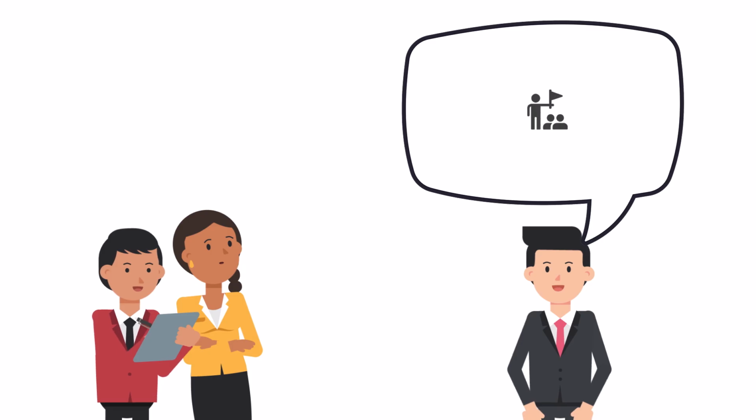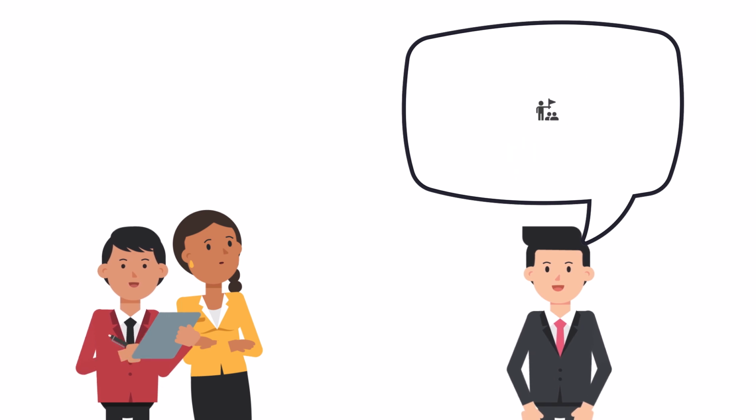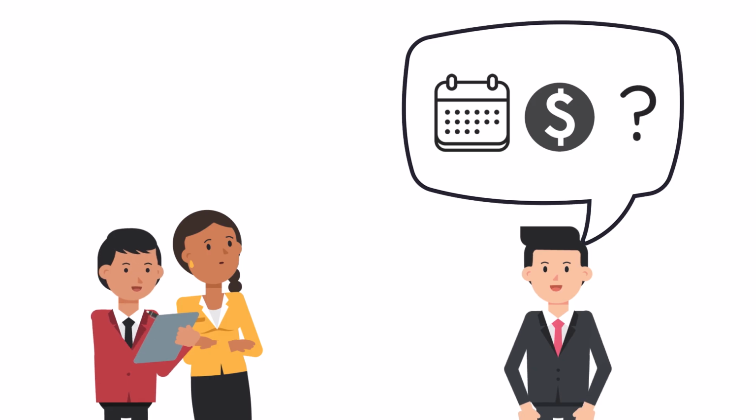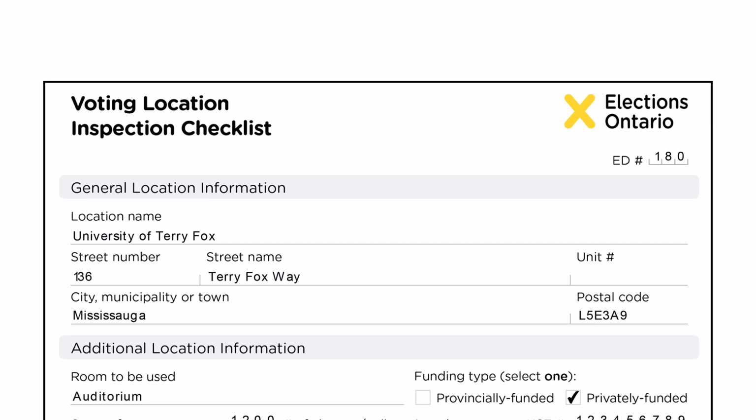Landlords or property managers may opt to walk you through as you complete the inspection. If landlords or property managers ask about placing a hold on dates, rental agreements, or have any other questions, you may let them know that Elections Ontario will follow up once locations have been reviewed and approved.